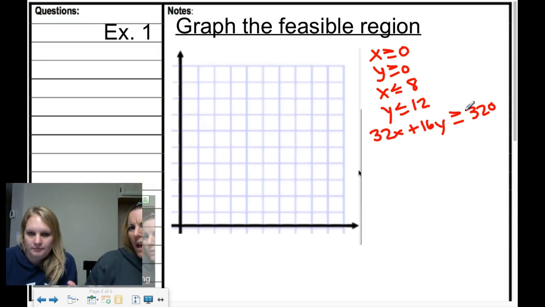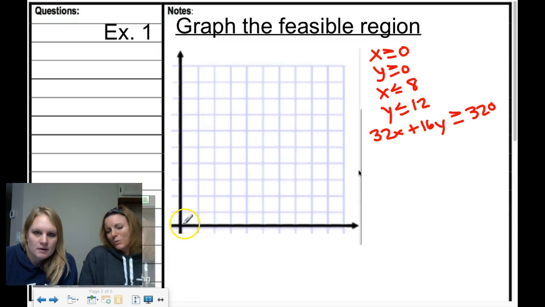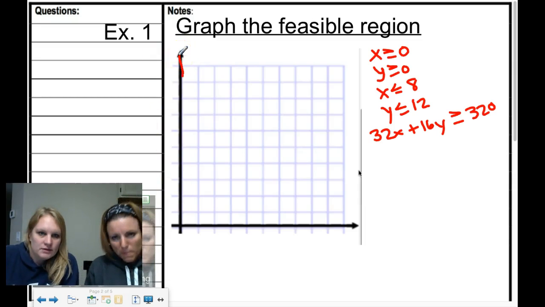So let's start with the top two. Pretty easy, right? X greater than or equal to 0 and y greater than or equal to 0 are just the x and y axes. So that's done. We really don't have to do any more, unless you want to highlight something. Is this our x greater than or equal to 0 though? So I'm just going to do that one here.